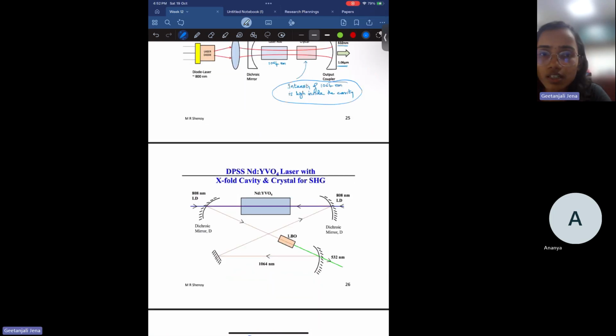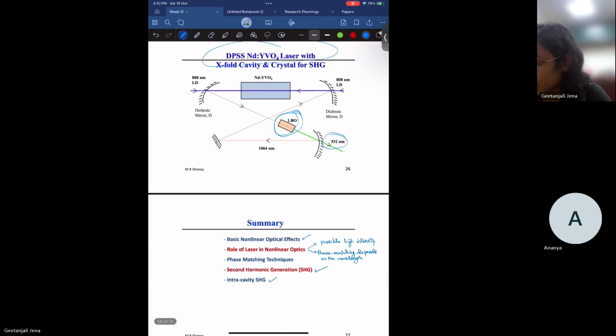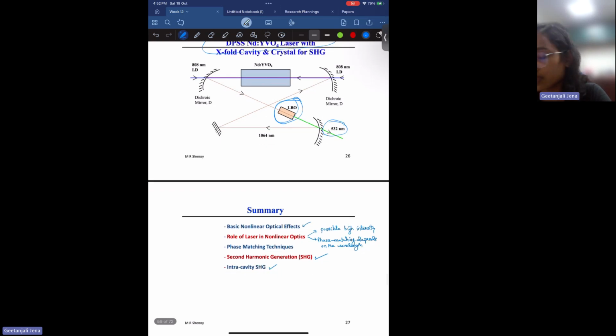And we have also seen that using an X-fold cavity, you can integrate various optical components inside this DPSS, diode pumped solid state, Nd:YVO4 laser. In this case, we can put the nonlinear crystal here. So you can see there will be a second harmonic generation in this direction.